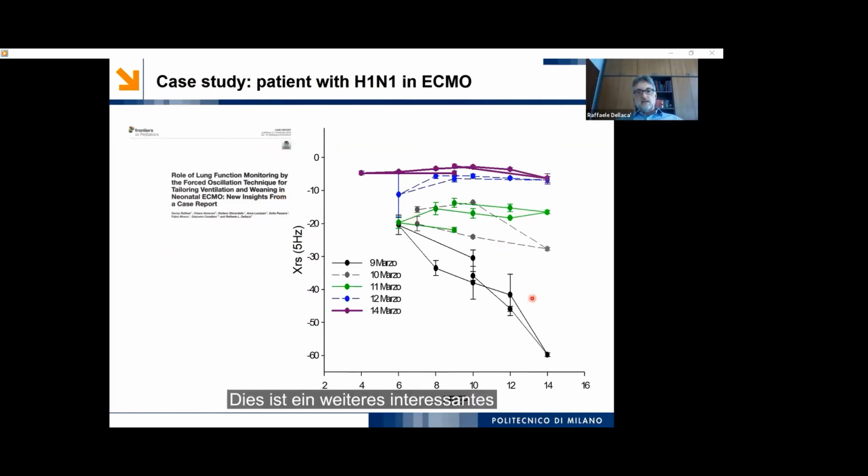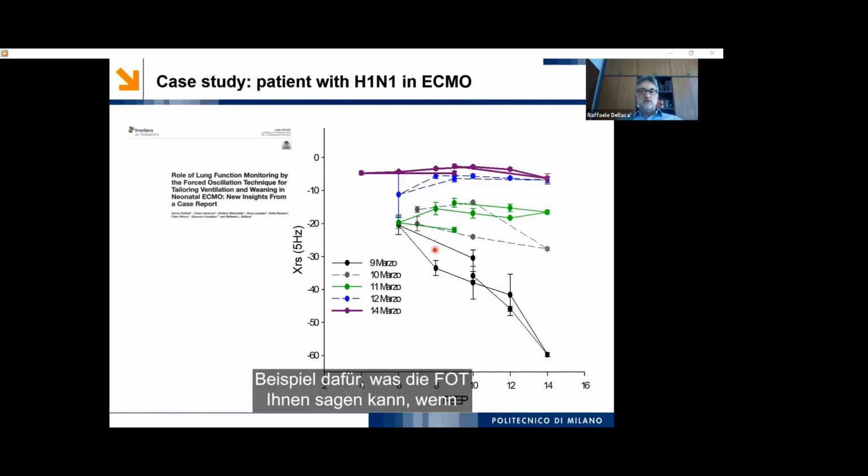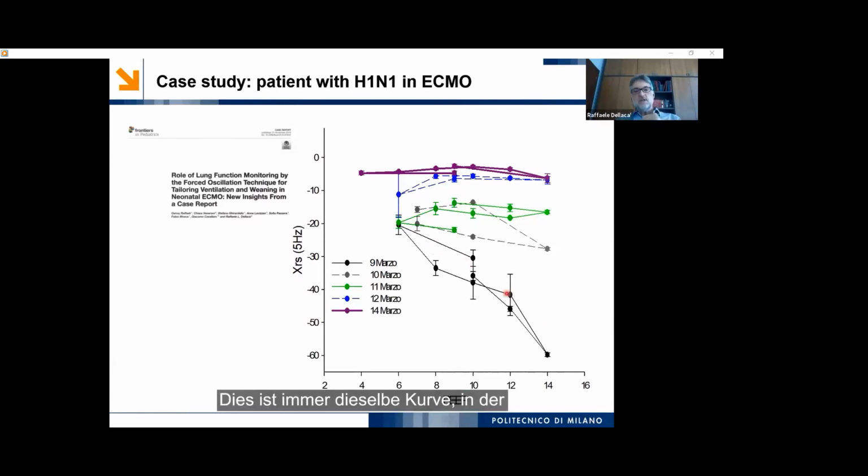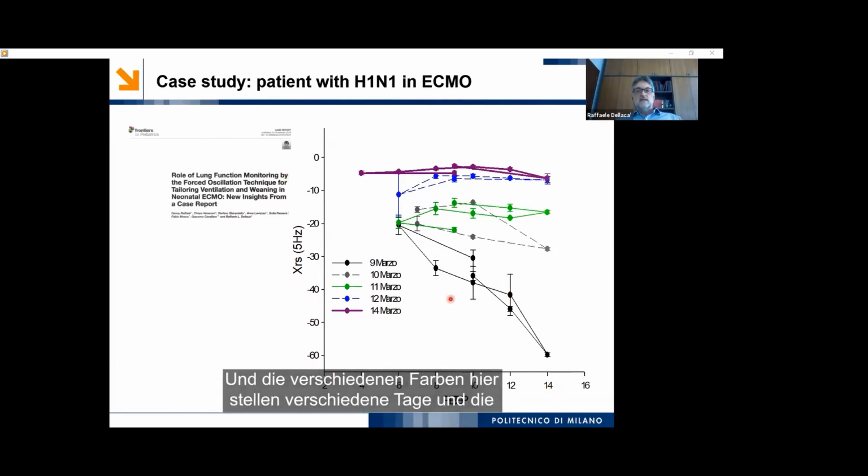This is another interesting example of what the force oscillation can tell you when you have limited possibilities to infer information about lung recruitment from oxygenation. This is always the same graph in which we have PEEP on the x-axis and the reactance on the y-axis, and the different colors here represent different days and the evolution of the lung condition of this patient.